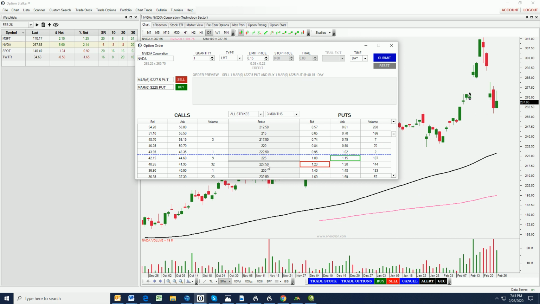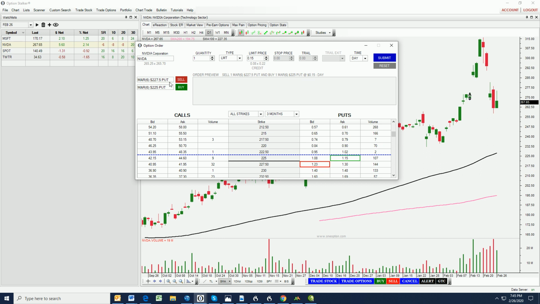So the 227.50 puts, March 6th expiration. Make sure I'm in the right one. Yep, March 6th expiration. So click on that bid. Selling those, we're buying these, the 225s. You can see that the bid-ask spread on that is currently 8 cents bid, offered at 22 cents. Nowhere near the 50 cents we need. No problem. We're going to try anyway.